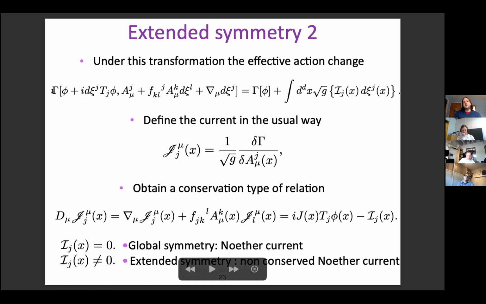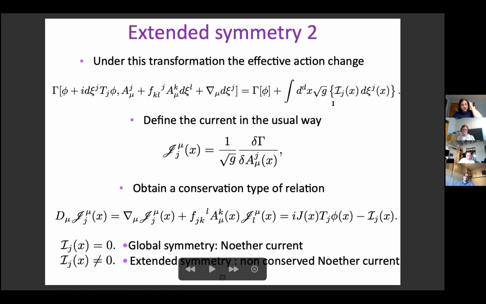So you can write, and then if you do a Taylor expansion, you have the transformed quantum effective action equal to the non-transformed one plus a term that I call here AJ, which is proportional to the gradient. And you define, as usual, the current as a variation with respect to the gauge field. And then you obtain a kind of conservation law. So here you have the divergence of this current, covariant in this sense, equal to the source.